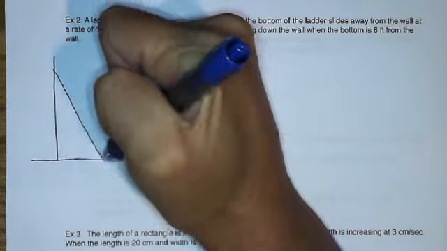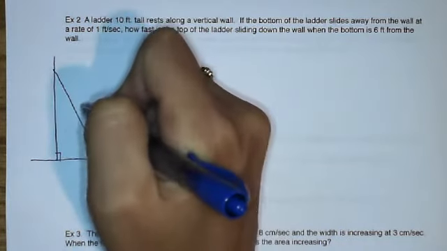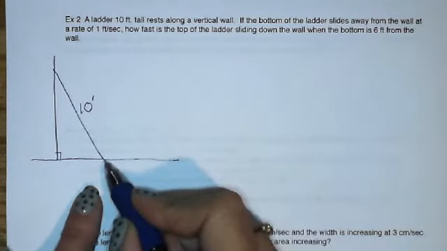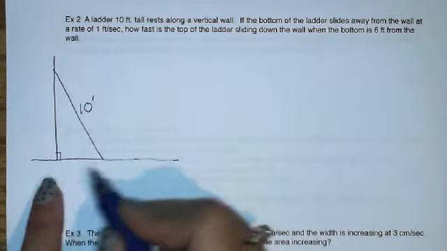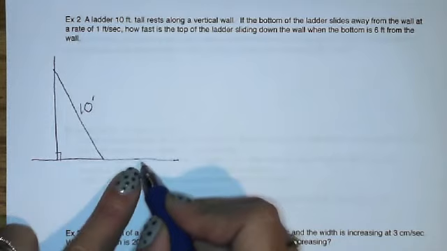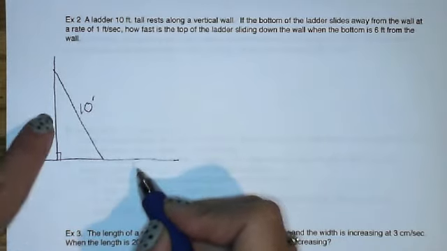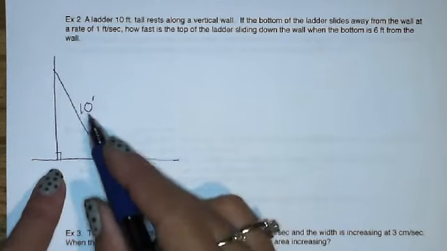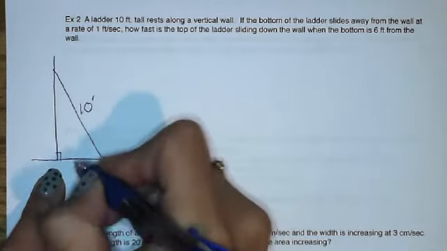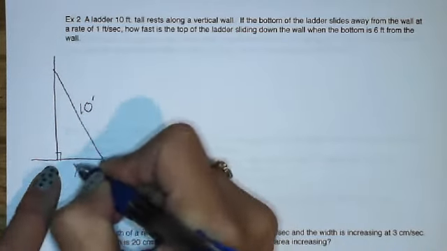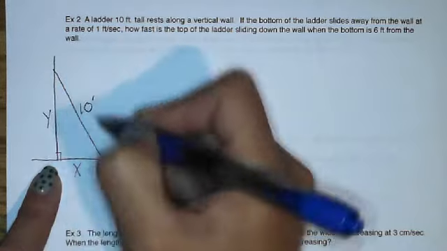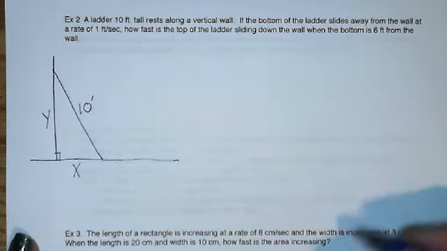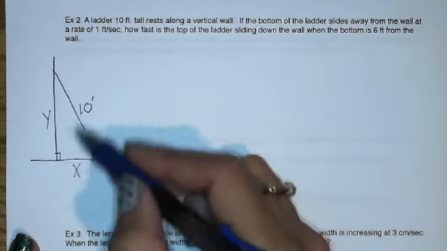So here's our wall, here's our ground, here's our 10-foot ladder, and then the bottom of this ladder is going to get pulled out, which means this horizontal distance is going to grow while this vertical distance is going to shrink. So both of these dimensions are going to change with time. The 10-foot ladder is going to stay 10-foot ladder. So this distance is going to change with time, and so is this distance. I'll call them two separate variables.